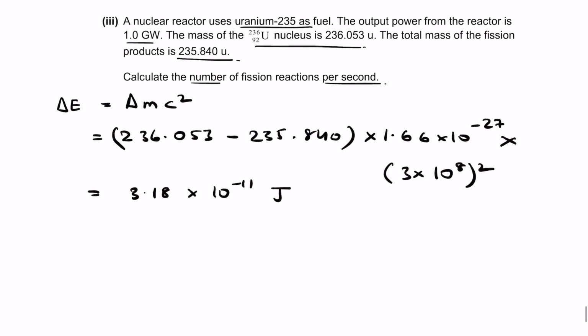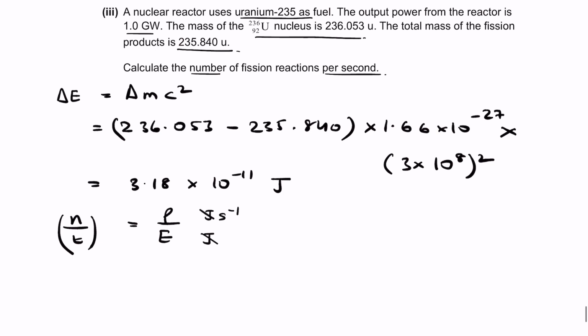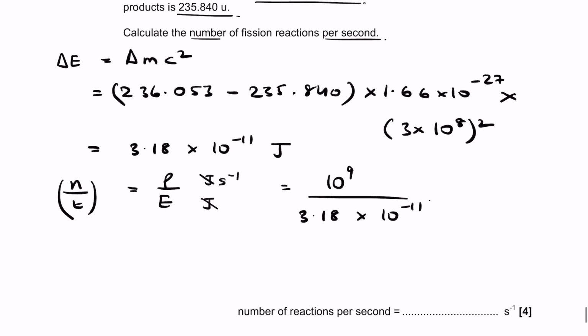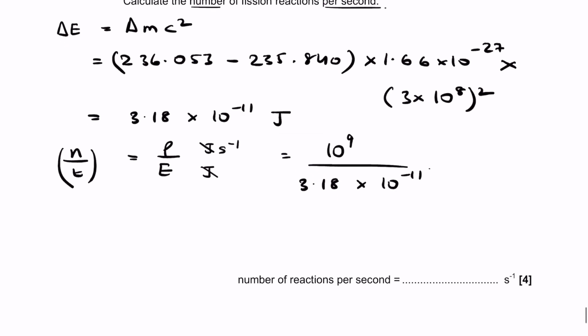Now, if I want to work out the number of fissions per second, I am talking N over t, which is power over energy, because power is joules per second and energy is in joules. So it ends up being just number per second. We know that power is gigawatts, so 10 to the 9, divided by the energy, which we calculated right here. Just dividing by that, it ends up giving us a fairly large number, which is 3.1 times 10 to the power of 19 reactions per second.